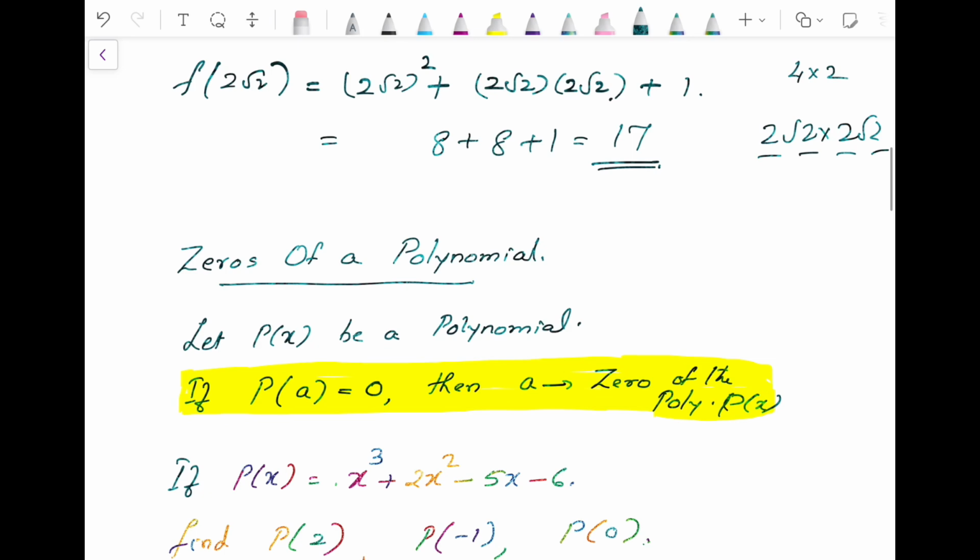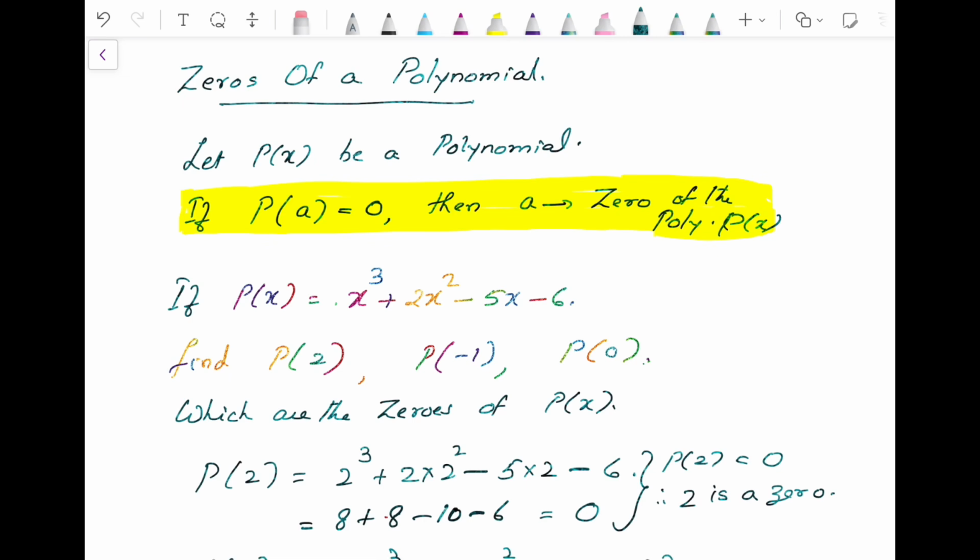Coming to zeros of a polynomial, let p of x be a polynomial. You learned how to find the value p of a. So, you find p of a, and if it is equal to 0, then you can say a is the zero of the polynomial.